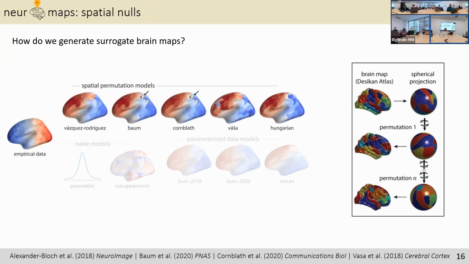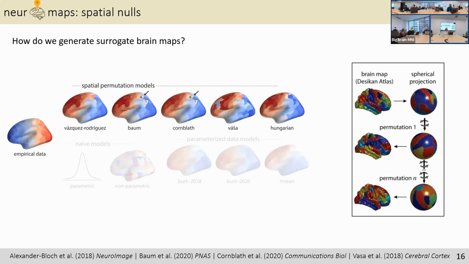The thing you could do, however, is generate them using what we call spin tests. We call them here spatial permutation models, but some people have called them spin tests in the past. You might have heard of it before, but the idea is that you take your brain map, for example in fsaverage, and you project it to its spherical surface mesh. And then the simple idea is you rotate it and then project it back to the original, for example mid-thickness, surface mesh.